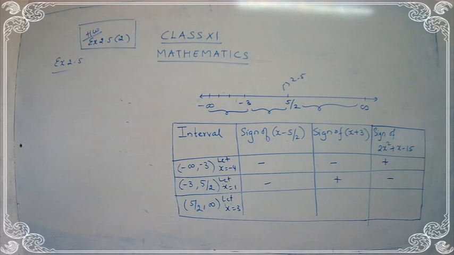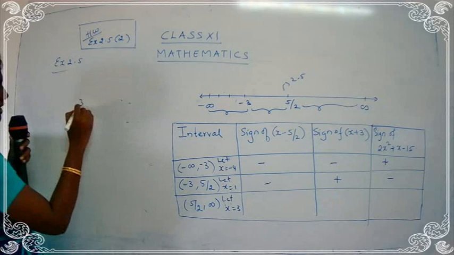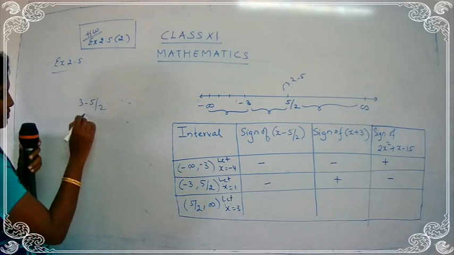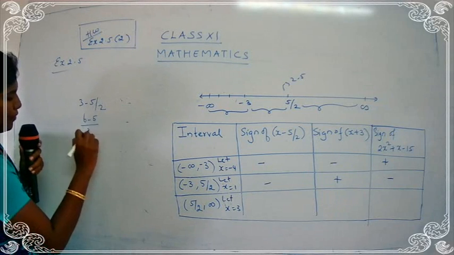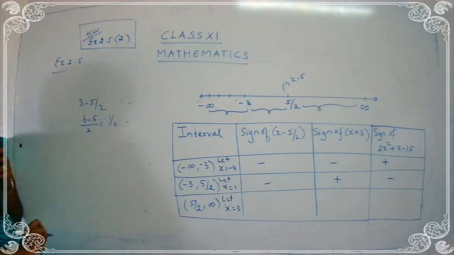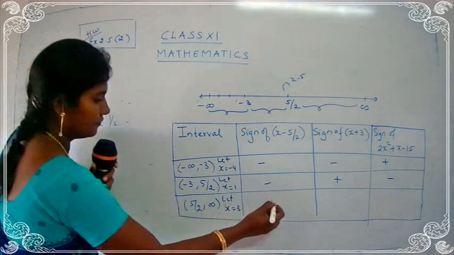Okay. So you have taken the value for x as 3. So here 3 minus 5 by 2. So 6 minus 5 upon 2. You get 1 by 2. Yes, children? So this is positive.